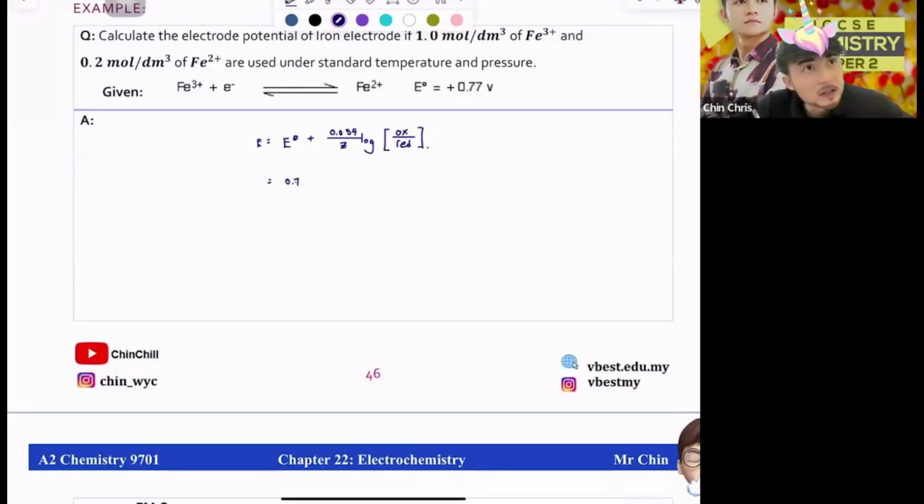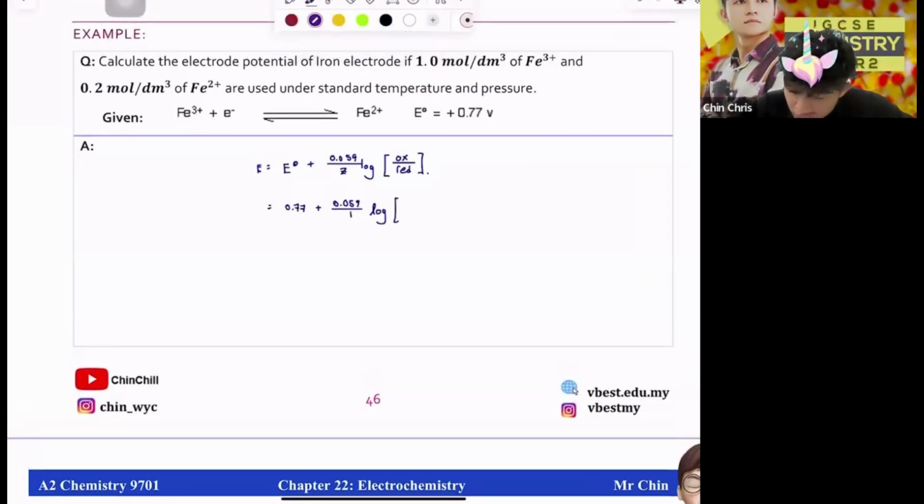E is 0.77 plus 0.059 divided by 1 log. Guys, which one is my oxidized species? This is my oxidized species, right? Because it's at higher oxidation state. This is my reduced species because it's at lower oxidation state. So 1 over 0.2. What's your answer? 0.81 volt. Done.